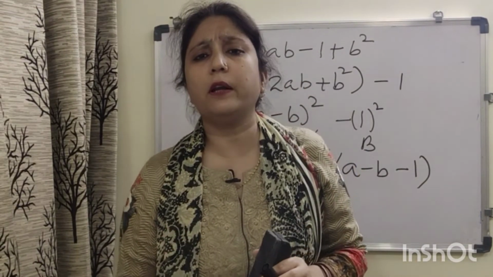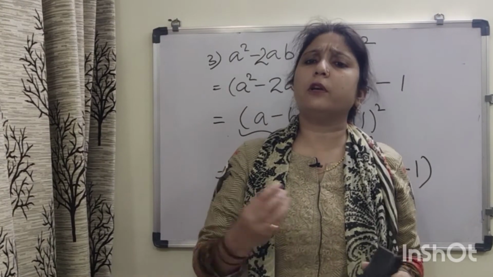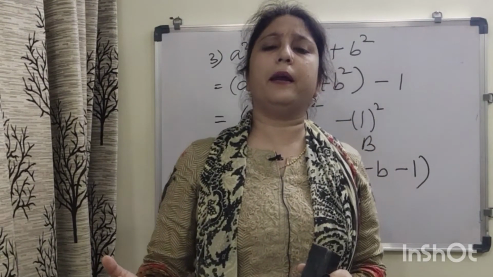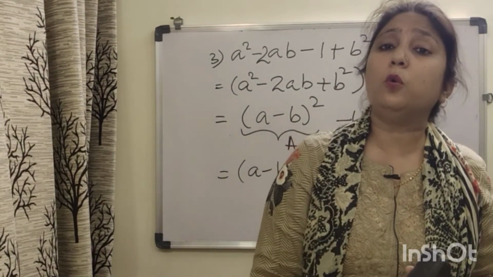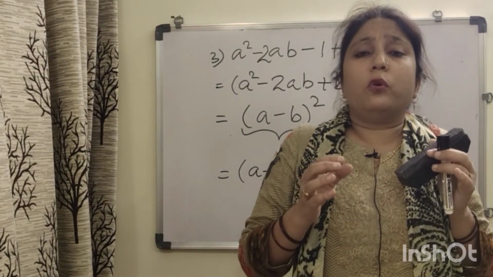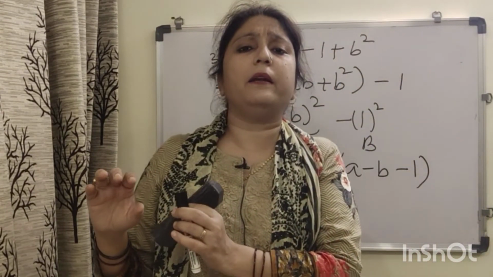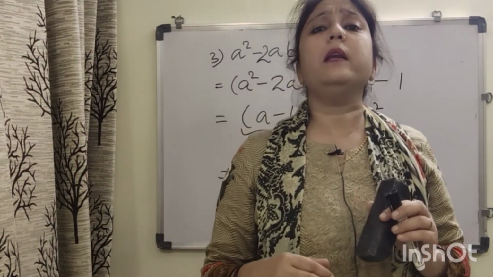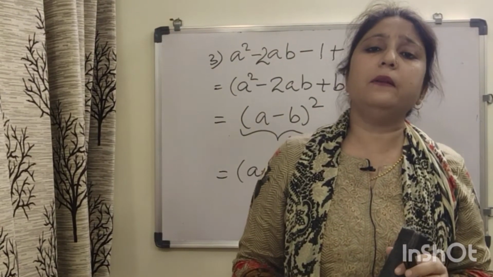So it is not every time necessary to have only 2 whole square terms, or after taking common directly you can apply the identity A square minus B square. There may be more than 2 terms which you can collect in a group and 1 or 2 terms separate, and after that you can use the identity A square minus B square.